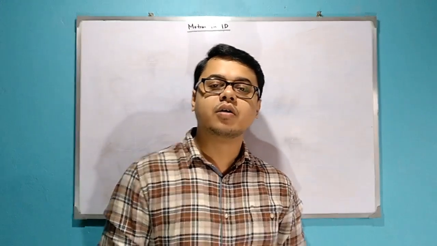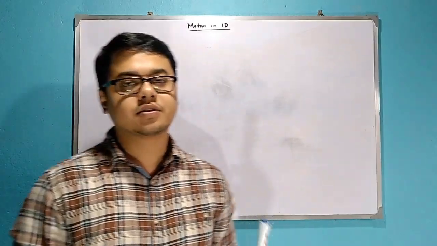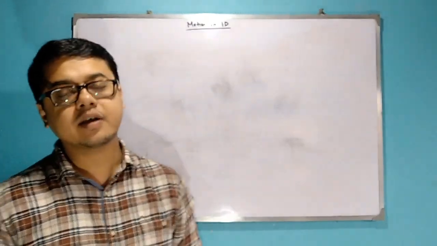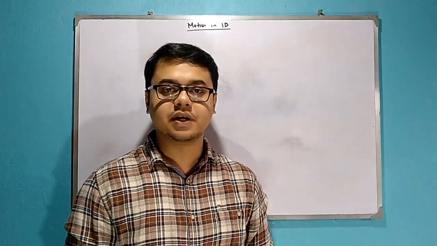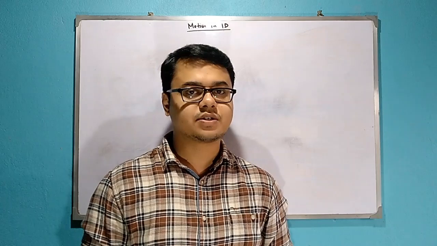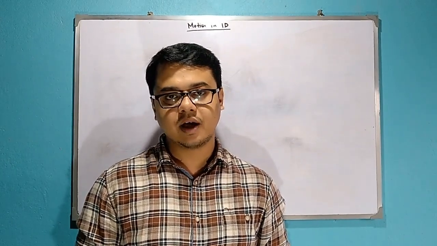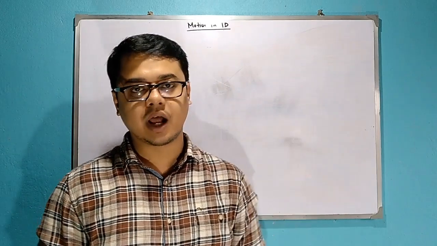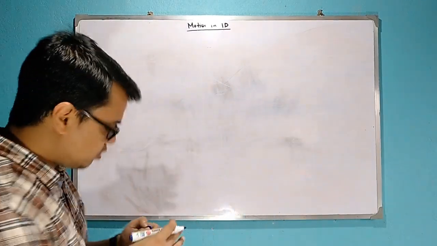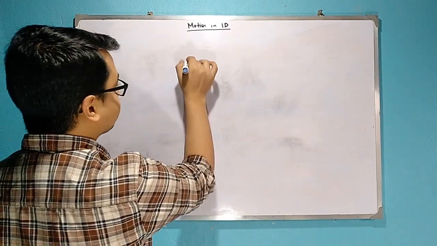Hello, welcome you all. In the last class of motion in 1D, I discussed what is speed, what is velocity, what is distance, what is displacement, and what is average velocity and average speed, and I demonstrated some graphs. Okay, so just a recap of the previous class.